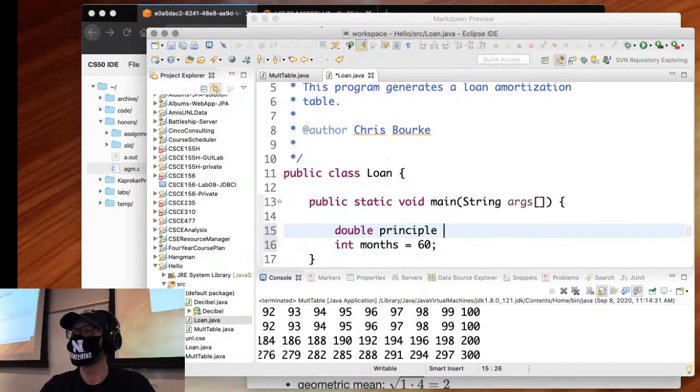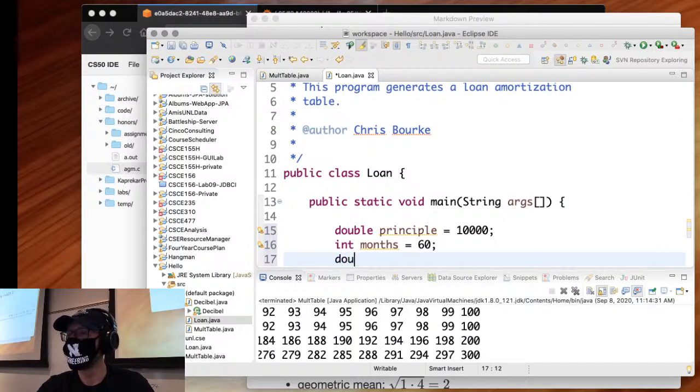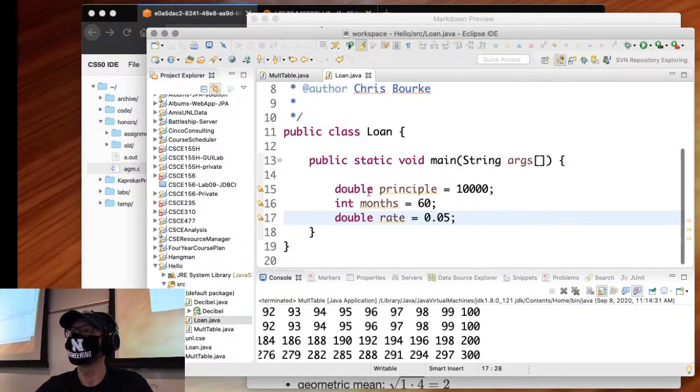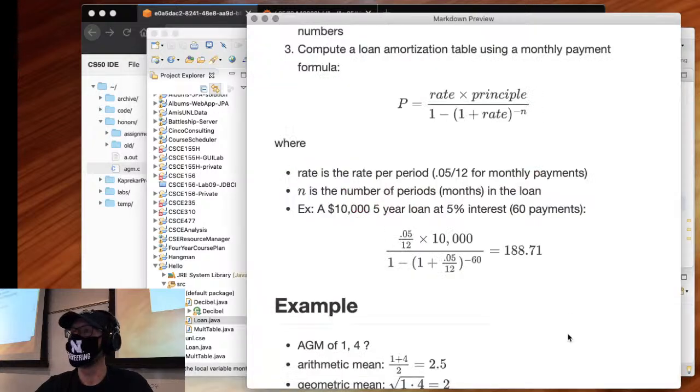Double principal is equal to 10,000. Can you do that? $10,000? No. You can't do that. All right, obviously because there was a compiler error. And double rate, and that was 0.05. Why is the month 60? Because in the example here, we want a 5-year loan, so 60 payments, 60 monthly payments.